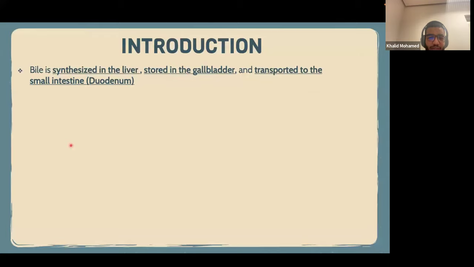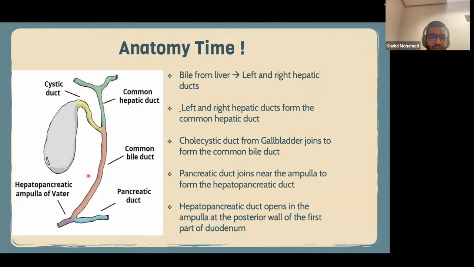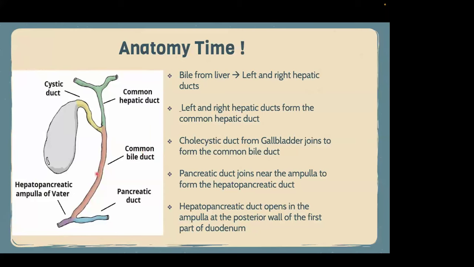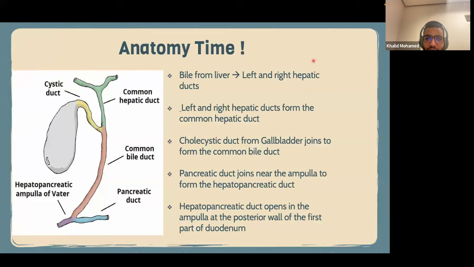One second, let's go back. Now, what happens if there's a blockage in the common bile duct? Let's go again, another round of guessing. Think, will the bile be able to reach the duodenum in any way? Okay, so steatorrhea, that's correct. What else will you be seeing? Jaundice, excellent. What else?